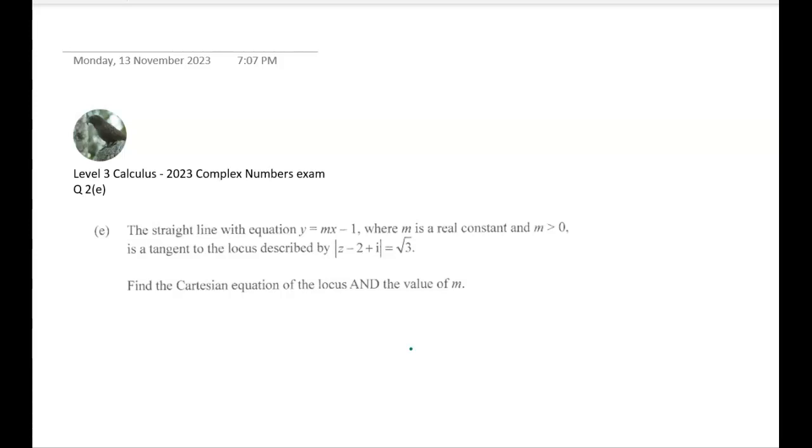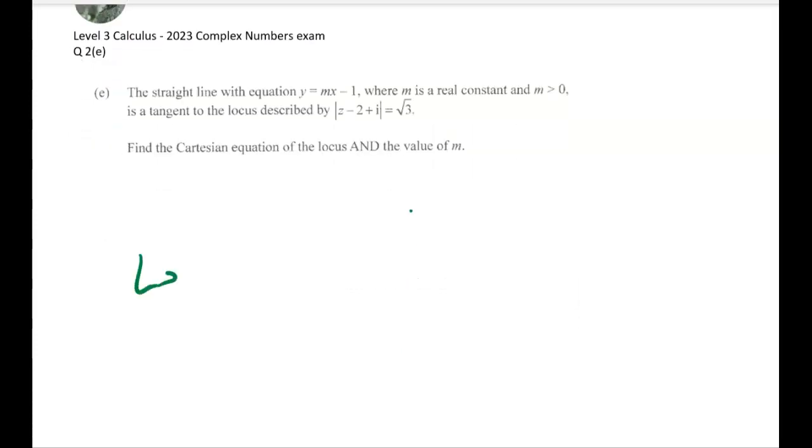We've got a straight line with this equation. So notice that this straight line is going through 0, -1. M is a real constant, M is positive, and it's a tangent to the locus described by this. Now, I'm going to do this question first, assuming that you haven't done that much with loci problems, and so we're going to do it algebraically first. Then at the end of the video, I'm going to show you how you could speed yourself up quite a bit in here.